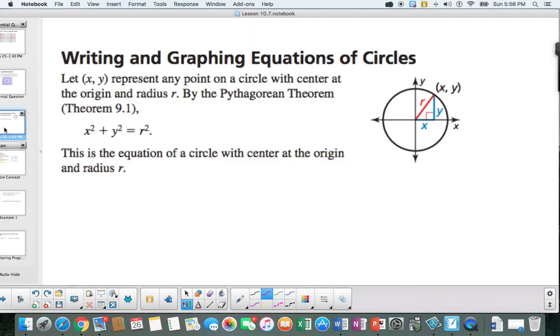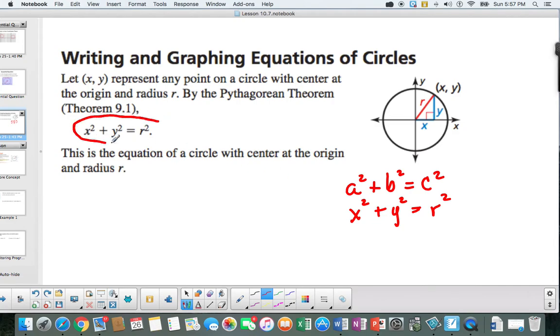Let's take a look at a circle whose center is at the origin. Notice that all the points have the same distance, which means I can go ahead and use the Pythagorean theorem. a squared plus b squared is equal to c squared. Our leg is x squared. The other leg will be y squared, and the hypotenuse will be r squared. This is what we call an equation of a circle centered at the origin with radius r.